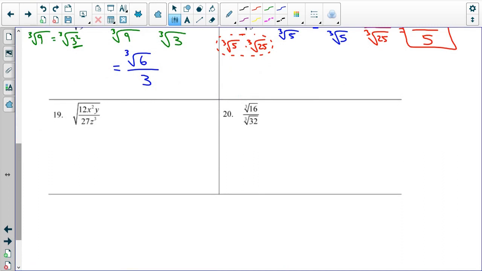19 and 20. If I look at this problem, I'm going to try and simplify it as much as possible before I get any further. So this is a square root problem. 12 over 27. If I reduce the fraction, notice that both of these are divisible by 3. So that's the same thing as 4/9. Well, that makes this problem much easier.